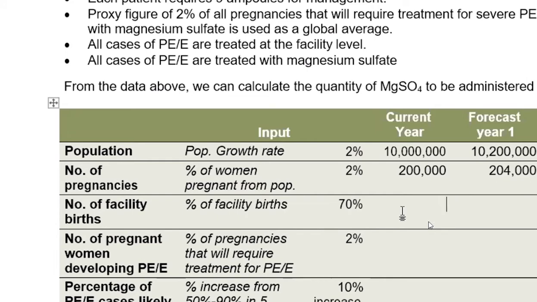Current year, year 1 and year 2. Current year, it will be 70% of 200,000, which is 140,000. 140,000, you are right. The other year? 142,800. Are we all agreeing?